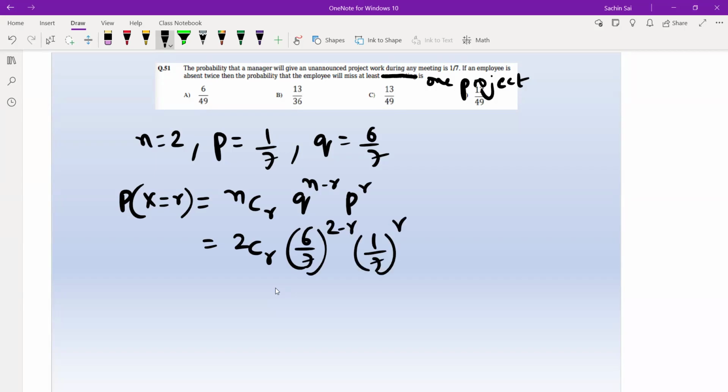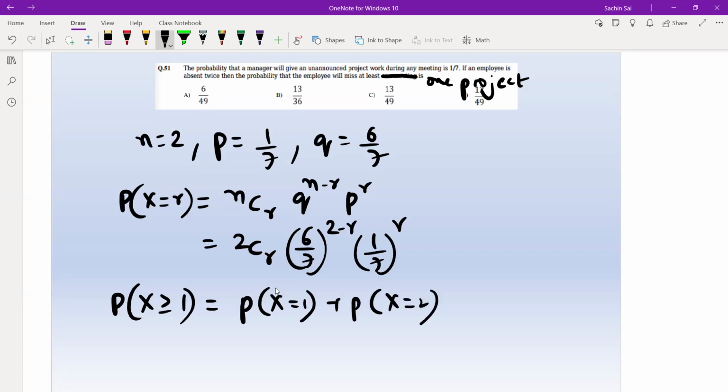Now, for the employee to miss at least one project, a project must be allocated on those 2 days, which means you have to find the probability of X greater than or equal to 1, which is P of X equals 1 plus P of X equals 2.